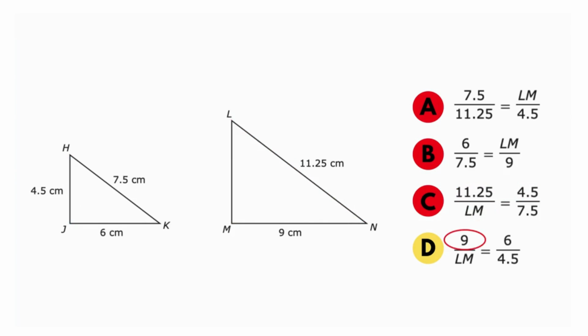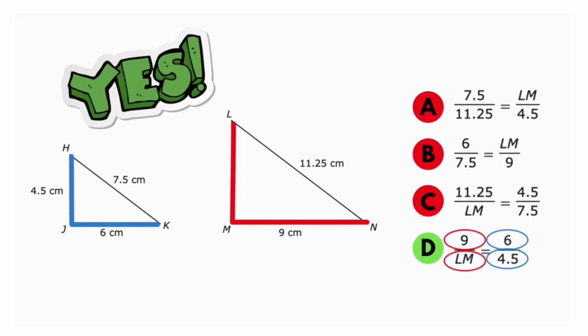And let's finally look at D. 9 is on our red triangle. LM is also on our red triangle. So we'll go over to 6, which will be on our blue triangle. So we're going to look to see, do they match up in our proportions when we go to our fourth side? Yes, they do. You can see how it matches up in our picture. So our correct answer on this one is D.